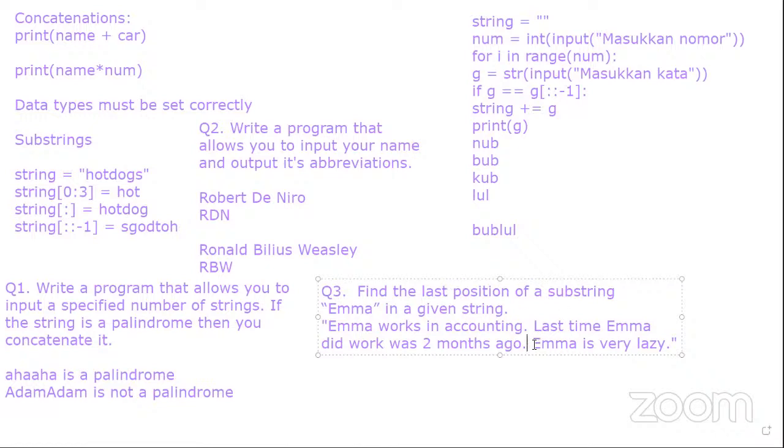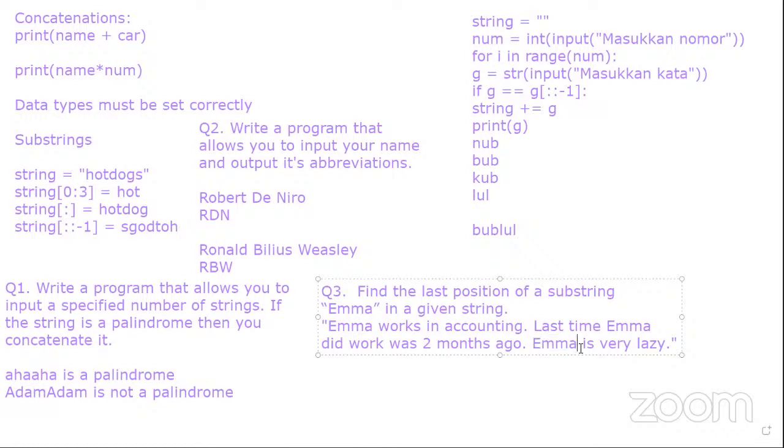So the last position means the last time Emma appears in a string. So this is the first time Emma appears in the string. This is the second time, and this is the last time the name Emma appears in the string. So this is the last position of the substring Emma.